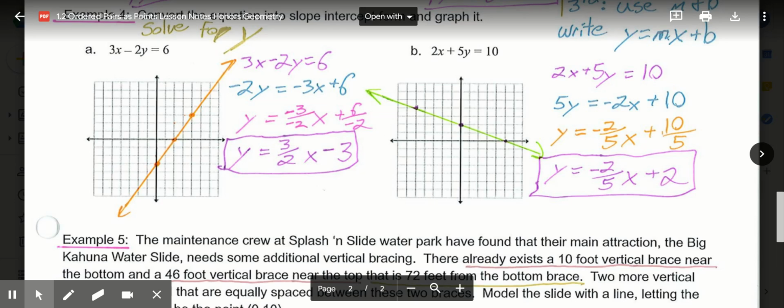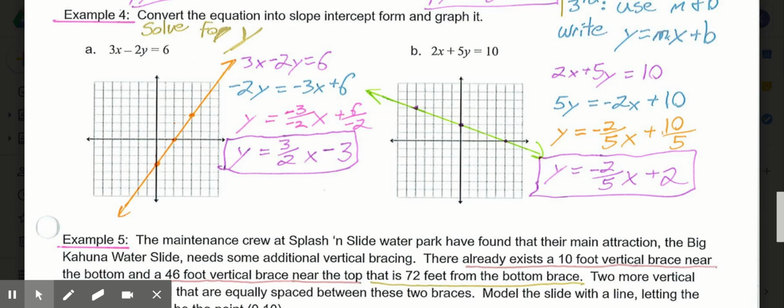So now, in order to graph that, my y-intercept is at a positive 2, so I'm up 2, and then my slope is a negative 2/5, so I'm down 2, right 5. And then to get my next point, if I did down 2, right 5, I'd go off the graph. So we can go back to that first point and do the opposite. Up 2, left 5, and there's our third point. We can draw our line.